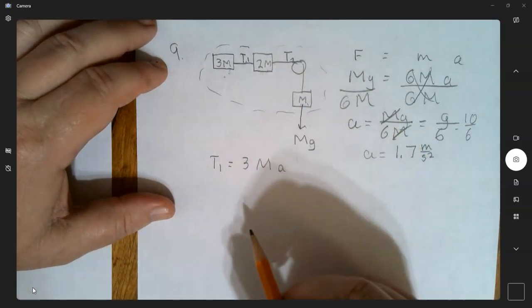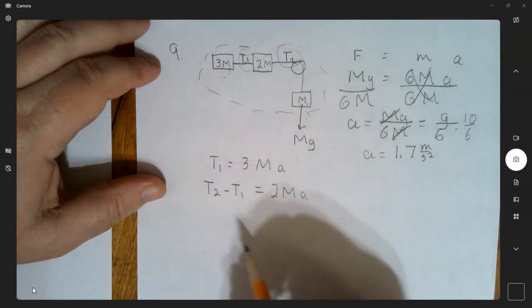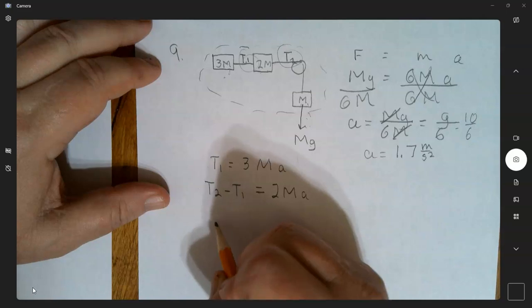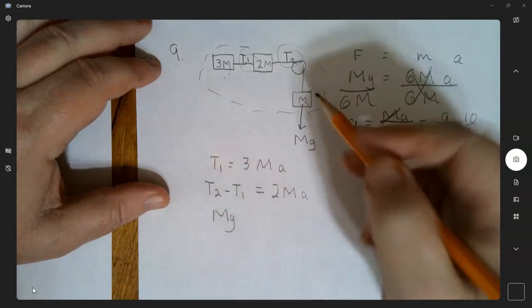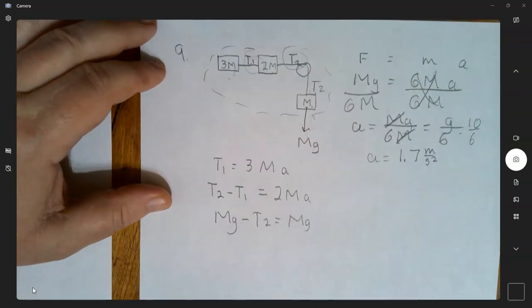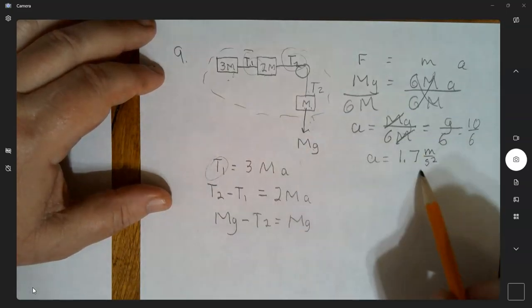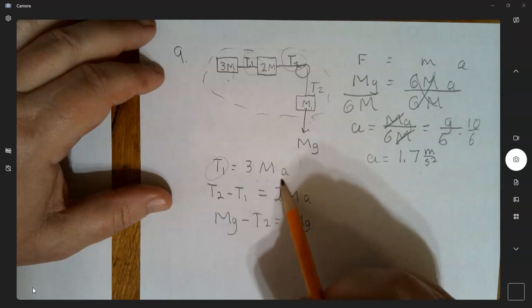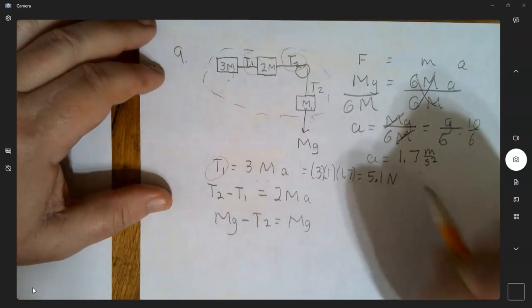The 2m, no friction, so. Okay, and finally this block, the one that actually has a force on it, and that force is mg pulling it down in the positive direction, minus T2. Again, T2 goes all the way down to here. All right, so to find T1, we just use this first equation. You got 1.7, 3 times 1 times 1.7 equals 5.1 newtons.